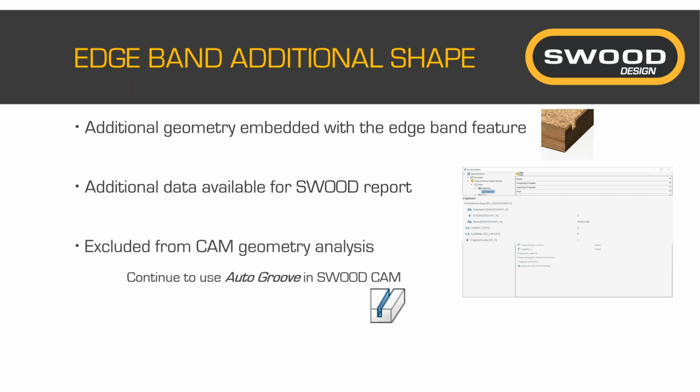And just to let you know, like we said, this feature is really linked to the edge bender CNC. So no link to machining will be able to do on a router, for example. So you still have the possibility to use the auto group feature in SWOODCAM, because these specific geometries will be directly excluded in the analysis we'll do for the auto group operation.